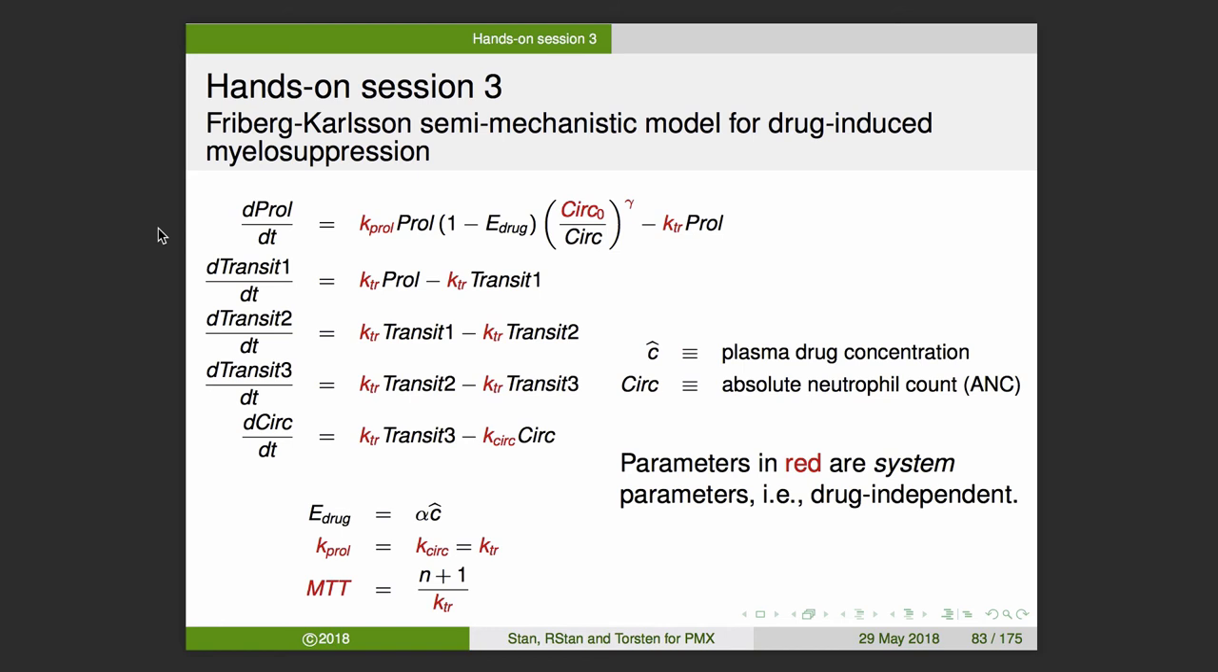But then there are also some things that are drug-specific. Most of them turn out to be drug-independent, but as part of the E-drug we have, in this particular case, we're just going to use a simple linear model as a function of the plasma concentration. But alpha is very drug-specific. And thus, if we've not had experience with this drug yet, we would probably use a pretty uninformative, or at least weakly informative, prior for something like that.